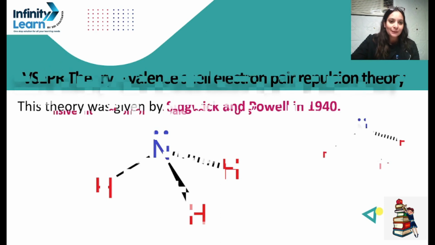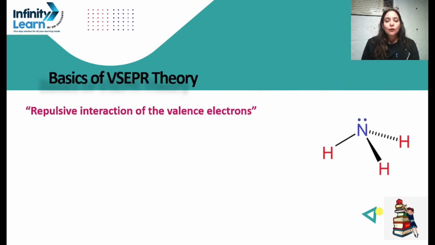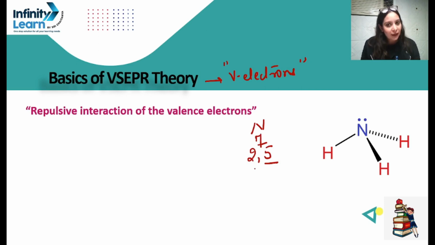Let's study about it. See, we know that whenever a molecule is formed, or whenever an atom tries to bind with some other atom, only valence electrons participate in the bond formation. Right? Now, nitrogen has 7 electrons in total, and the electronic configuration is 2,5. So it has 5 electrons in its valence shell, right?